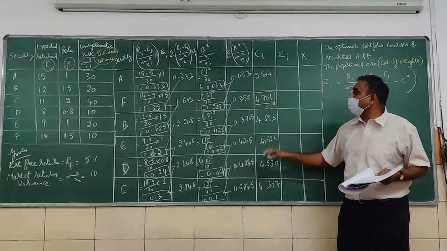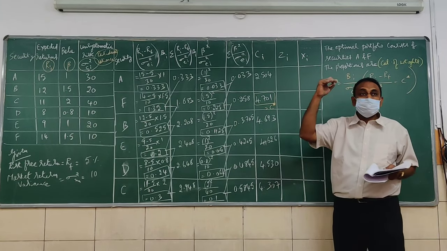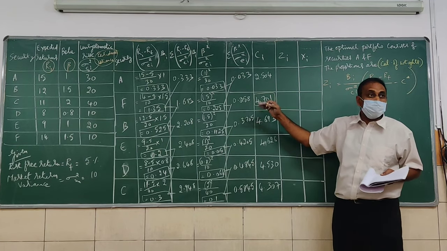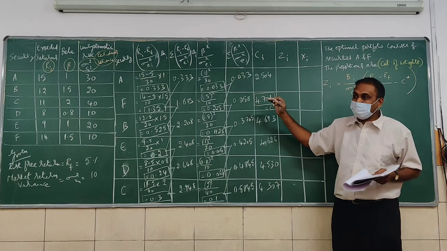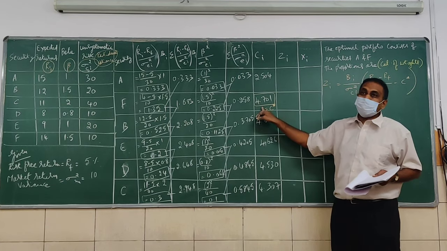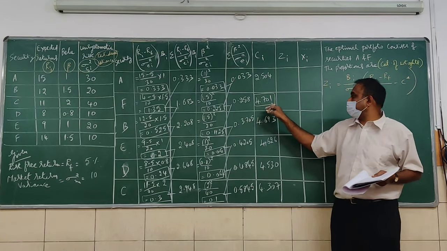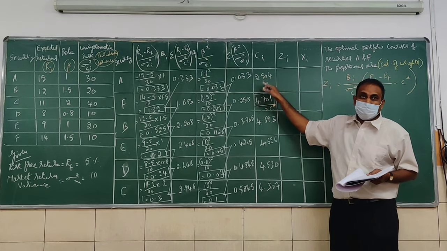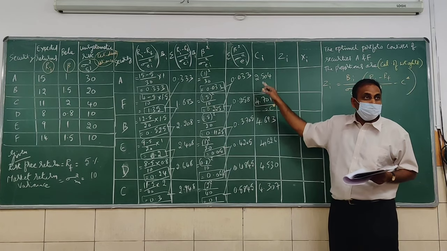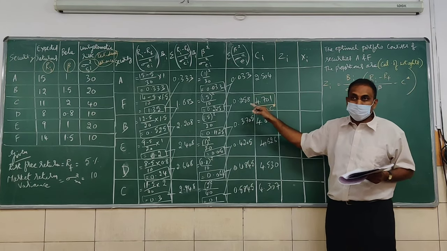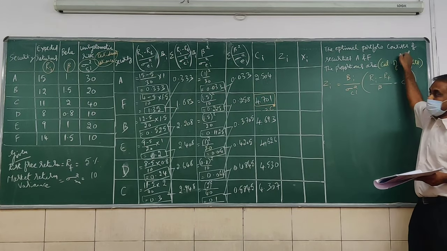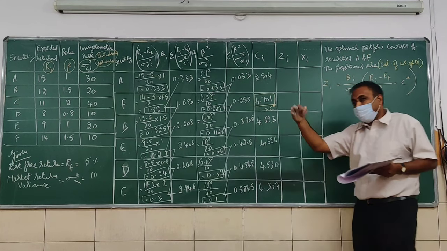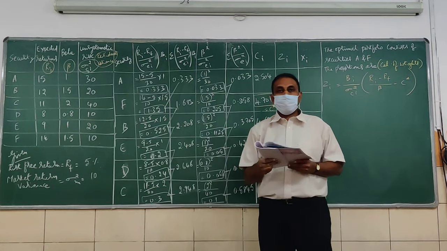After writing Ci, we have to identify the cutoff point. At which one the investment has to be stopped. Investment has to be stopped at the highest point. 4.701 is the highest. So investment has to be done in A and F, only A and F. Is it clear? So the optimal portfolio consists of securities A and F. Write a note, then we'll continue further.